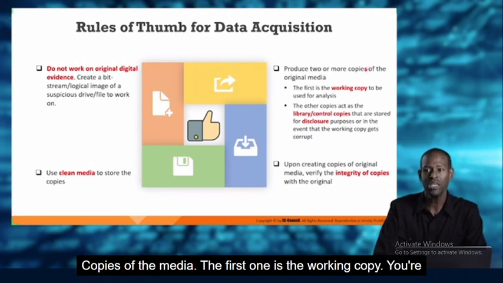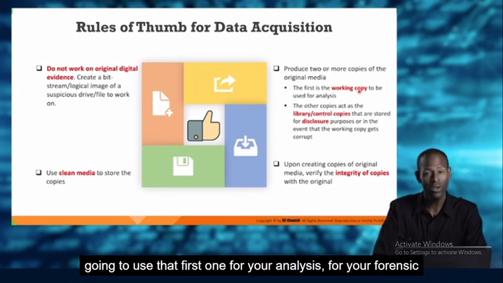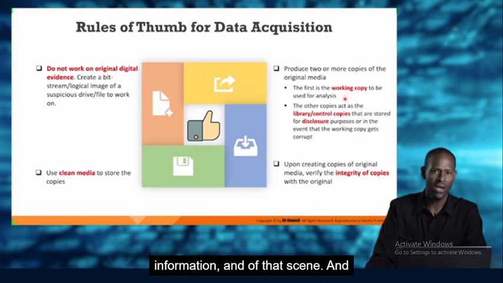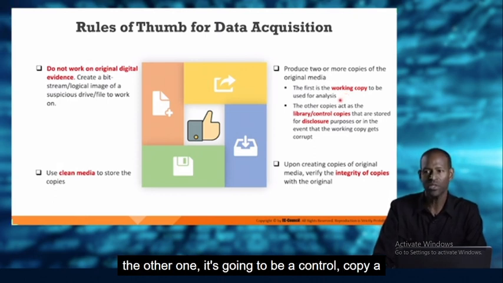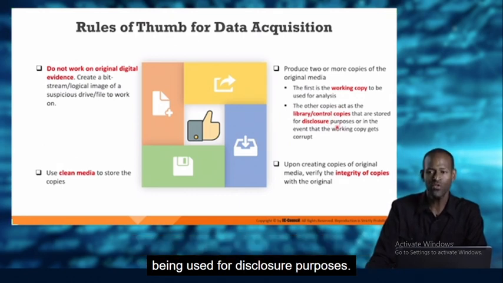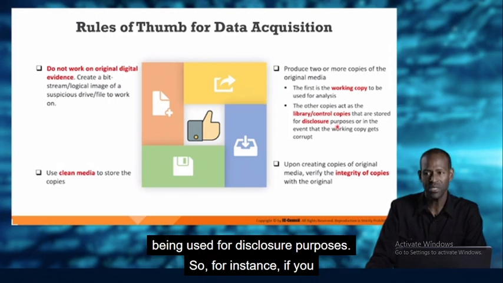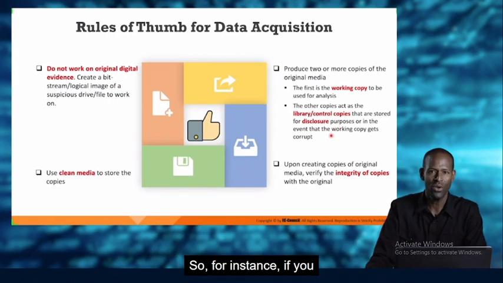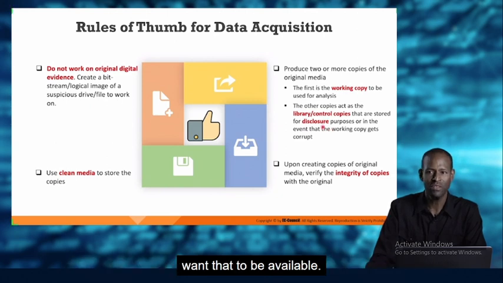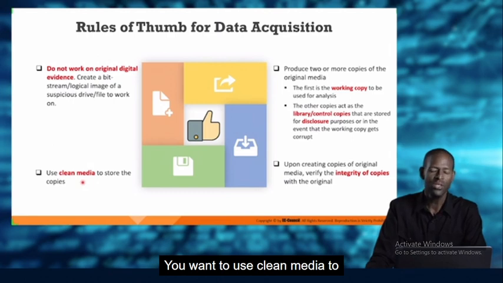The first one is the working copy. You're going to use that first one for your analysis, for your forensic analysis of that information and of that scene. And the other one is going to be a control copy, a library. And this is going to be stored and used for disclosure purposes. So for instance, if you have to hand over this information because of a court case, you want that to be available.